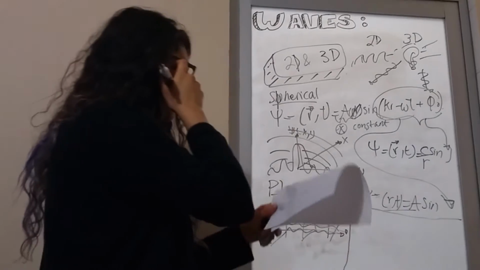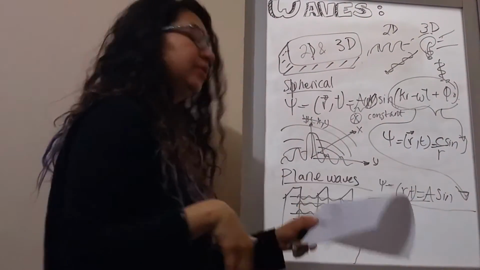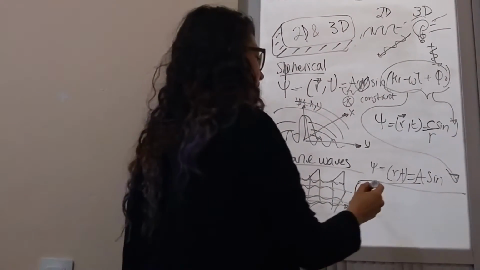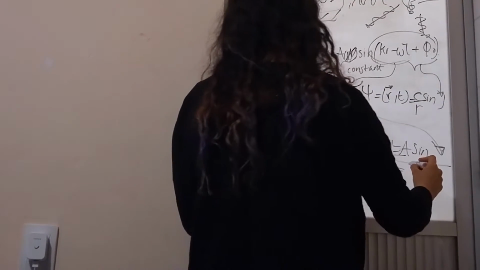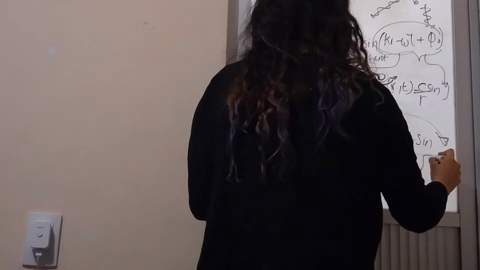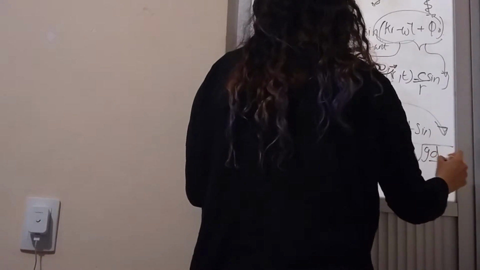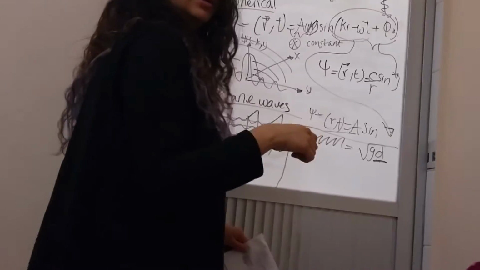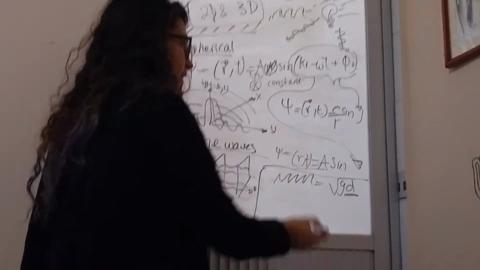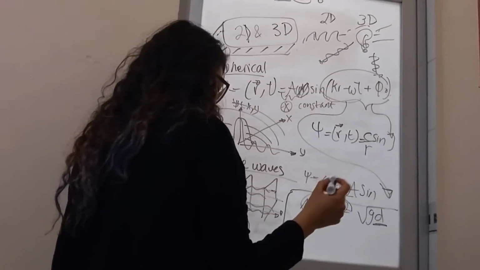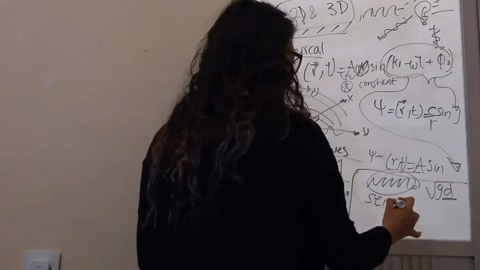there exist also surface waves. For example, when it's tsunami, and these are described by the next formula: square root of the gravity times the depth in which the seismic wave in the tsunami occurs. Then also seismic waves.